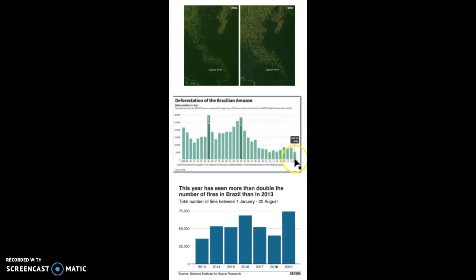But the other alarming thing is the number of fires that have occurred. And this graph here shows 2013 through 2019, how the numbers of fires have increased. These fires are both natural and human set to burn forests down for agricultural purposes, to change the forest into farmland. So overall, this is not a good picture.